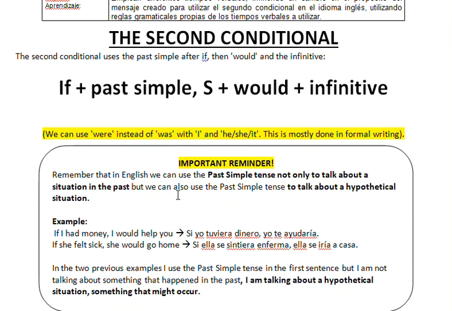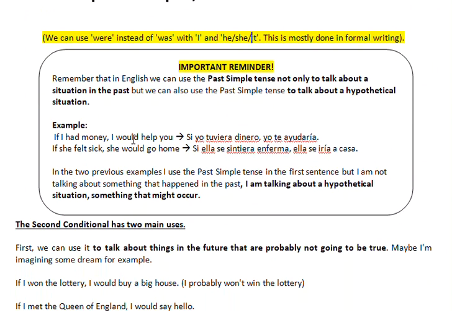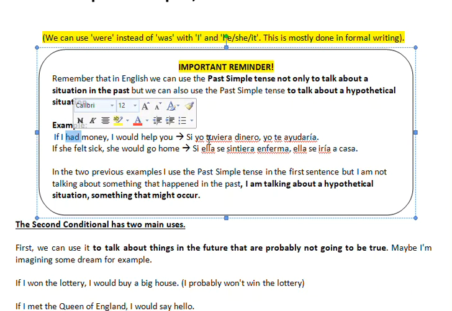¿Ok? Example of the second conditional. If I had money, I would help you. The translation to Spanish is, si yo tuviera dinero, yo te ayudaría. Here, I use the simple past of the verb have. Aquí utilizo el pasado del verbo have, que es had. Okay? But you can see that in the translation, I am not really talking about something in the past. Podemos ver que en la traducción yo no estoy realmente hablando sobre algo que sucedió en el pasado.